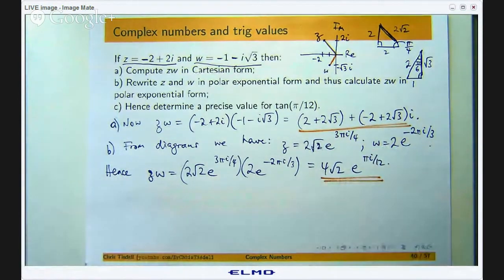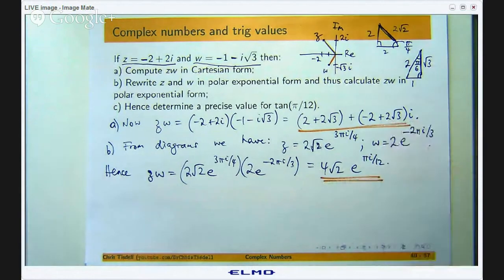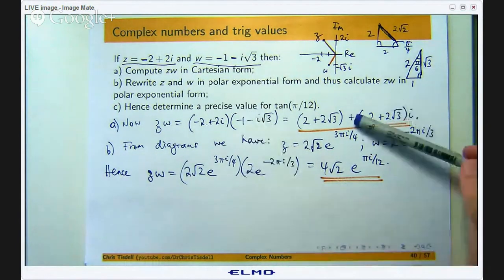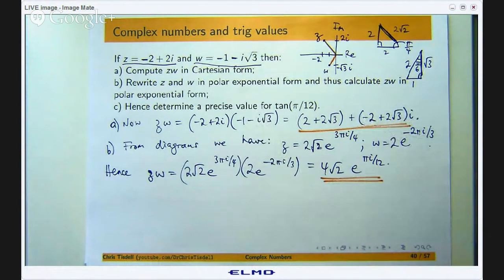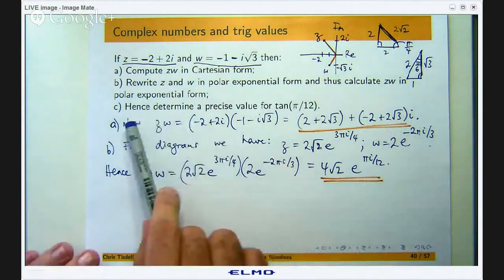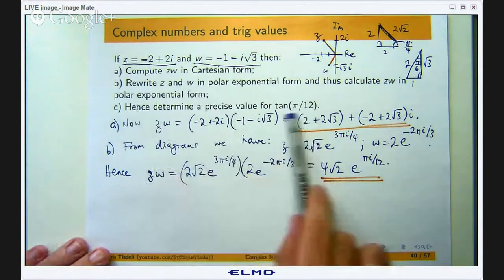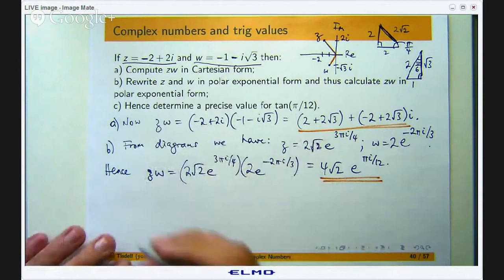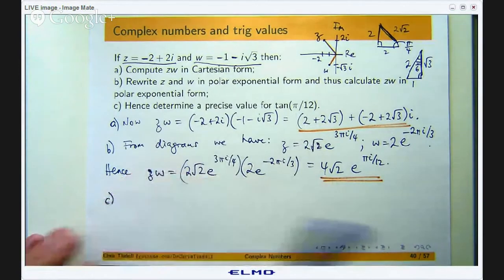This is part B. Now I know that A and B are the same product, right? So this and this will be equal. Okay, so this now gives us the opening for part C. All right, so let's work with part C now.